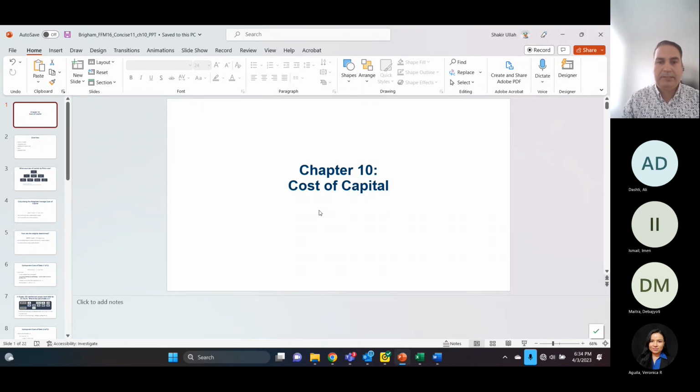We're going to talk about cost of capital in this class, and it's pretty easy and straightforward. Reason is that most of this is based on the concepts that we've learned in the previous chapters. So it's going to be a pretty smooth ride. So we'll go through the concepts and then we'll solve some problems based on what we learned in the chapter.